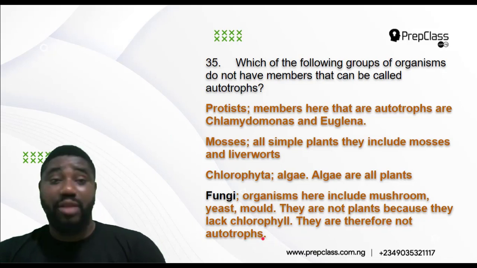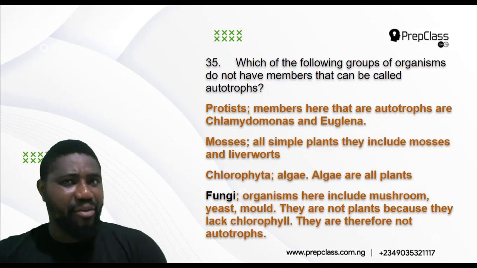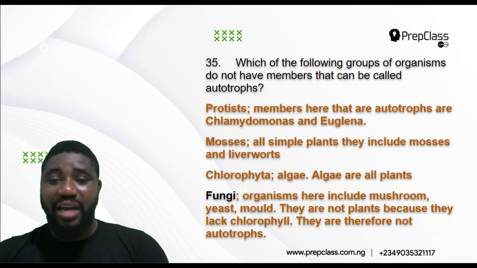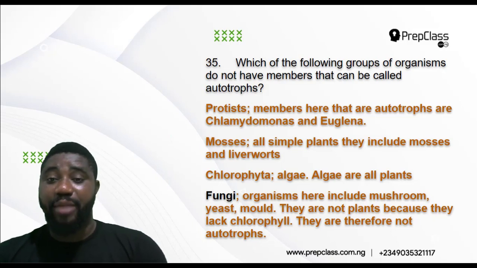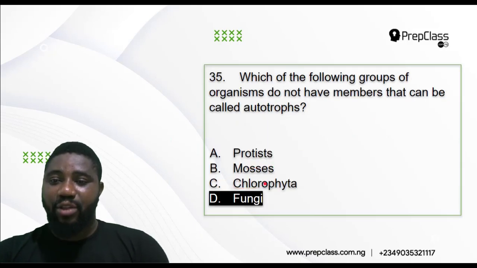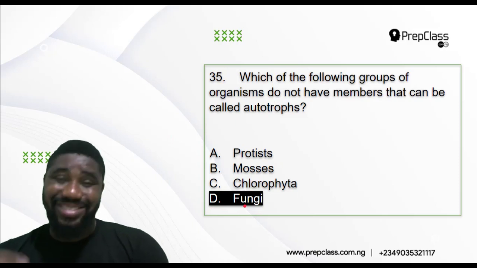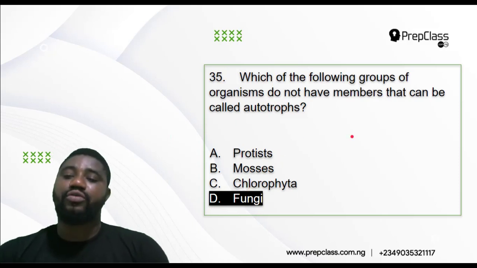Since fungi do not have chlorophyll, they cannot manufacture their own food. Besides, they feed on the dead remains of plants and animals, telling you that they are heterotrophs. They feed on ready-made food. So the correct answer there is fungi. Out of all of them, fungi are the group that do not have members that are autotrophs.